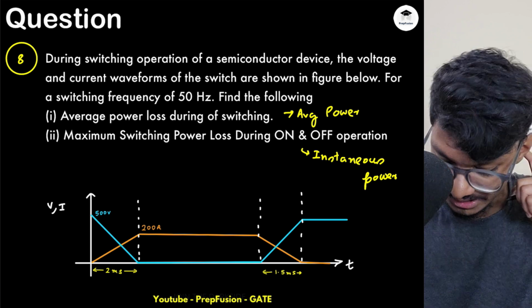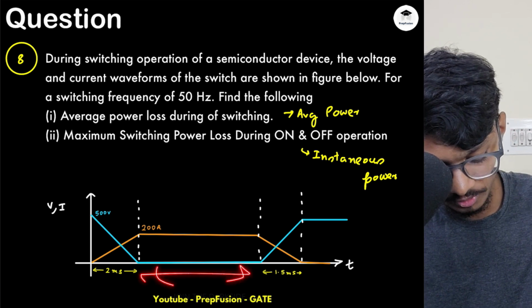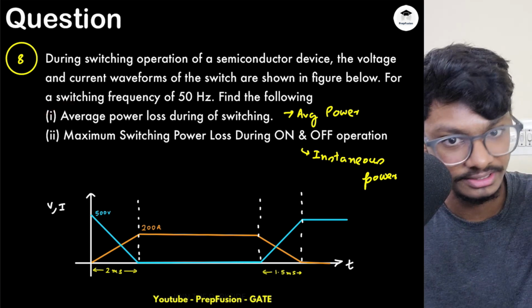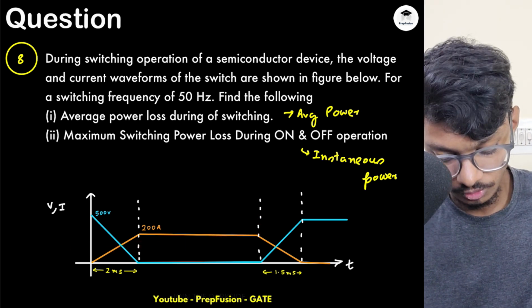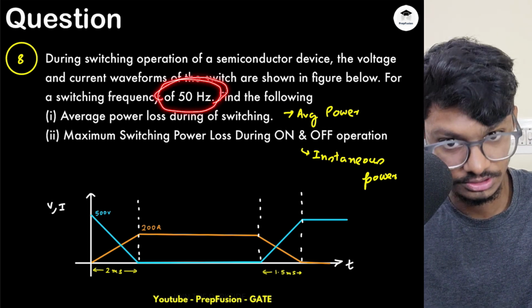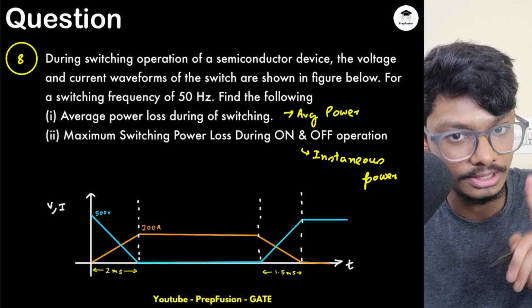Now you might say, sir, they haven't provided us the time, so how will I compute average power? Because for that, in the bottom side, I need the switching frequency as well, right? Or the overall time period of the switch. So here, if you observe, they have given us the switching frequency. So with the switching frequency, we will be able to compute the time period.